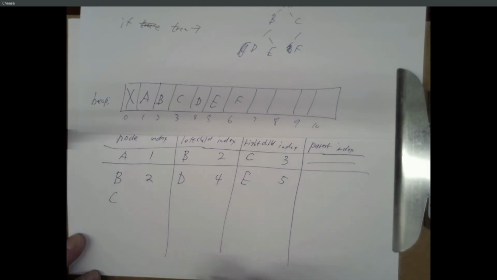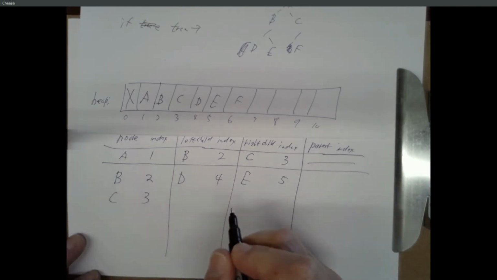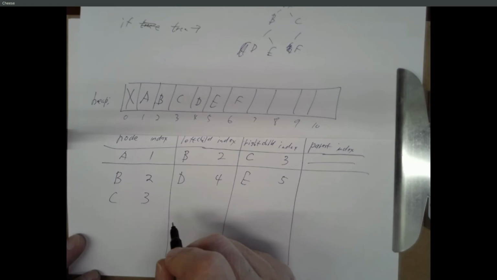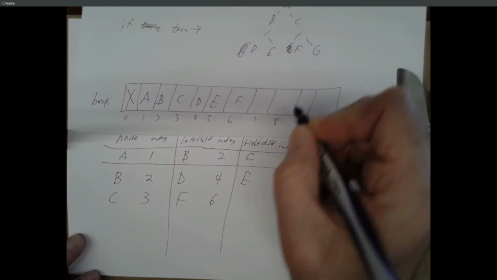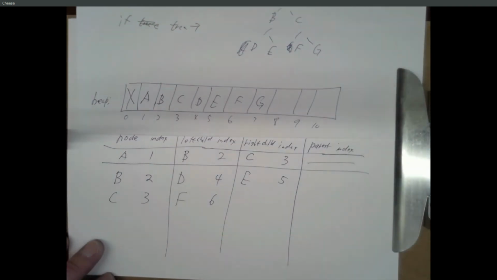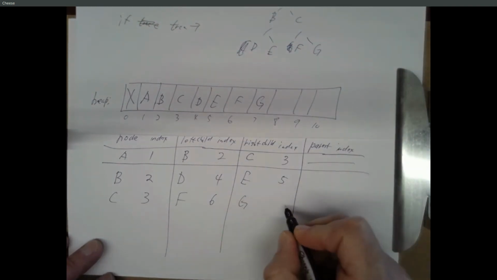Okay, and let's just do one more. Let's do C. So that's index 3. What's its left child? F, which has an index of 6. Oh, what the heck, we'll go crazy. We'll put an extra node there. So its right child is G, which is 7.